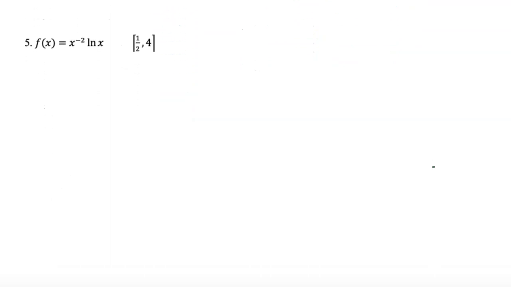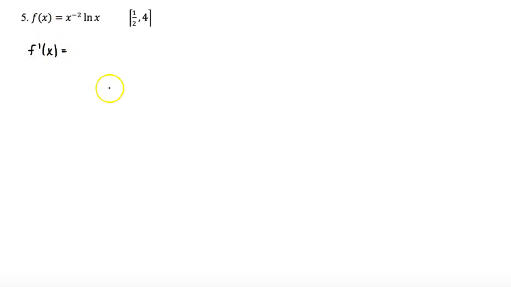We've got one more. f of x equals x to the power of -2 times the natural log of x, as we go from 1/2 to 4. I want to start by finding those critical numbers, which is where the derivative is equal to 0, or where the derivative is undefined. So let's start by finding the derivative.